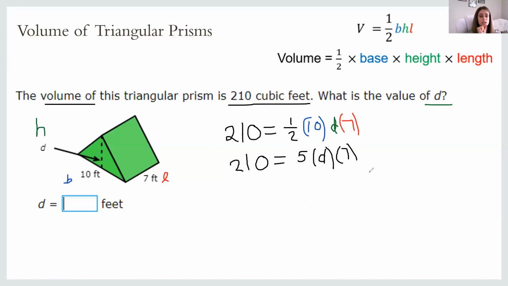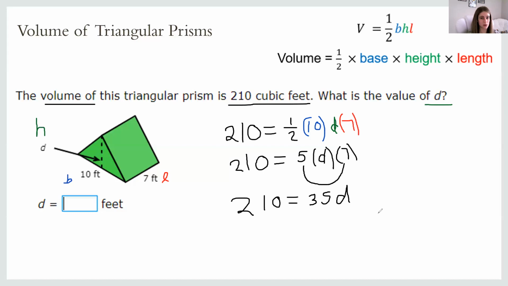Remember, you can multiply in any order when it's pure multiplication. So if we have 5 times D times 7, because I can multiply in any order, we can go ahead and multiply 5 times 7, which would be 35. So 210 is equal to 35 times D. Now that all that multiplication's done, that side is simplified, let's solve our equation for D.